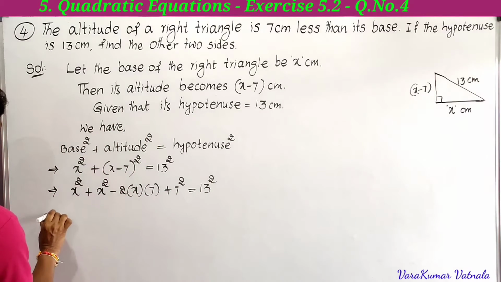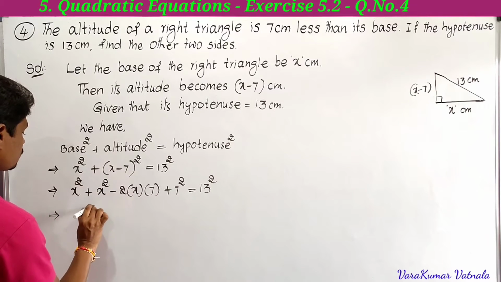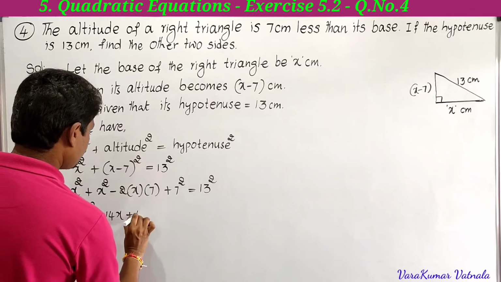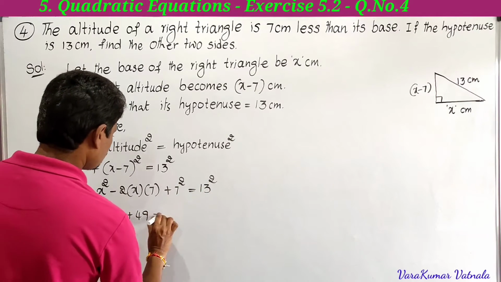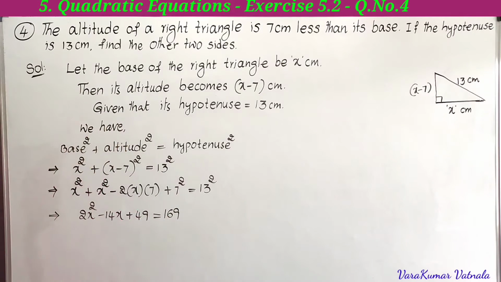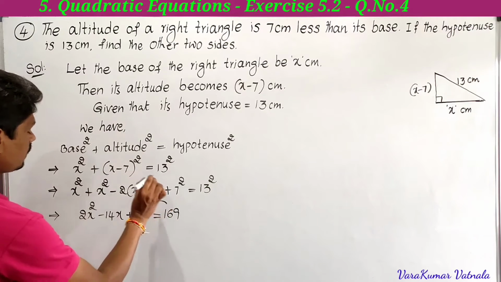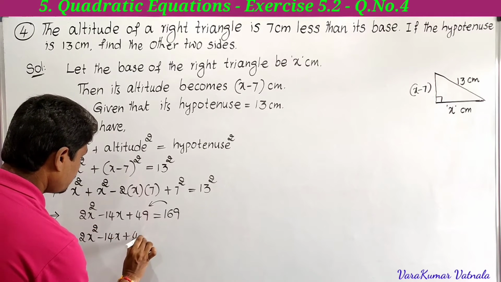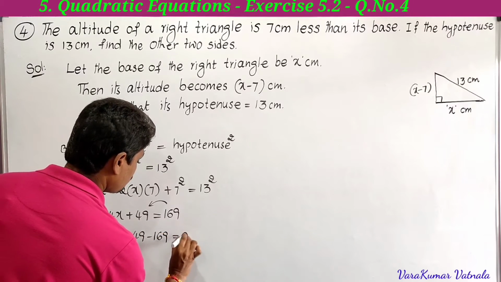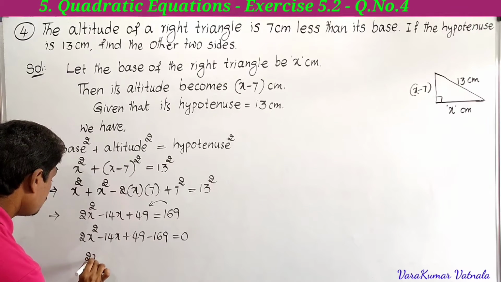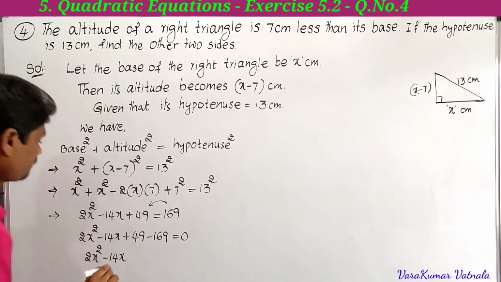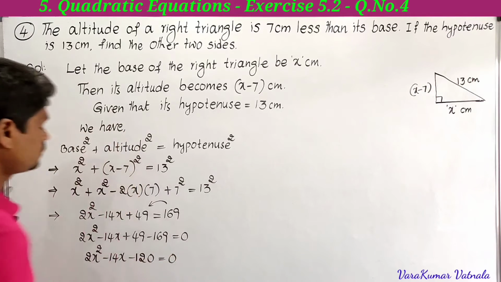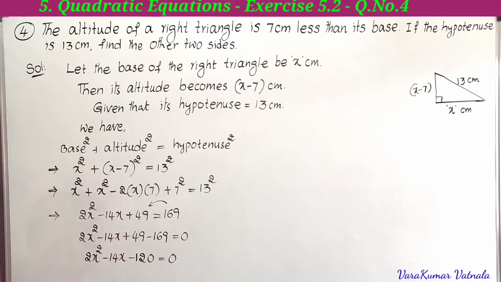So now just we have to simplify again. x square plus x square becomes 2x square. 2 into x into 7 is minus 14x, plus 7 square is 49, is equal to 13 square, which is 169. So now take 169 to the left side. Finally we have 2x square minus 14x plus 49 minus 169 is equal to 0. So here 49 minus 169, we get minus 120. Minus 120 is equal to 0. So here we can take 2 as common. So what we get finally?